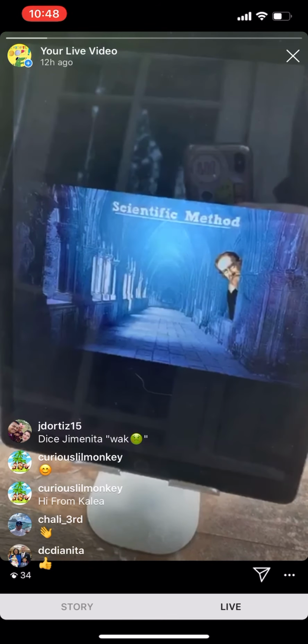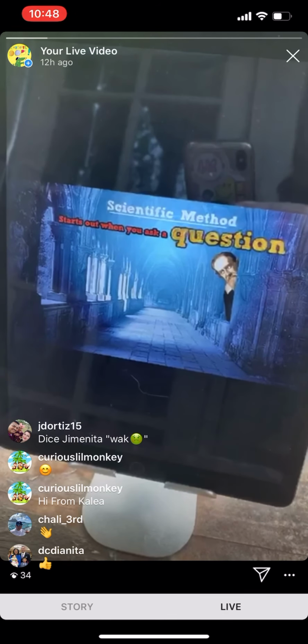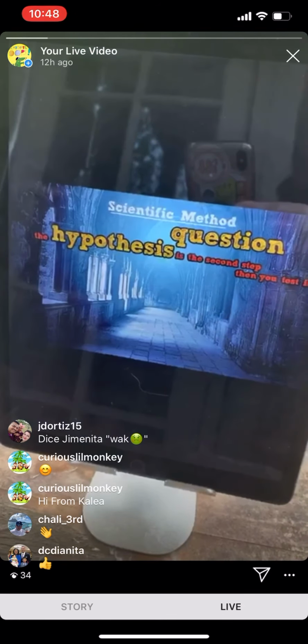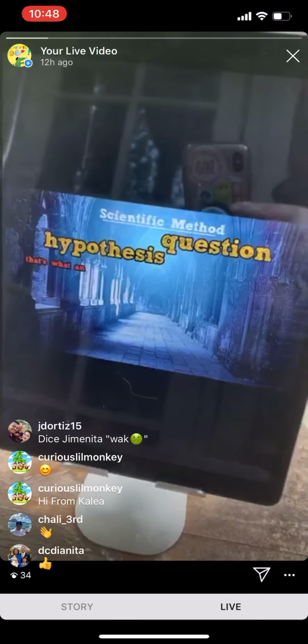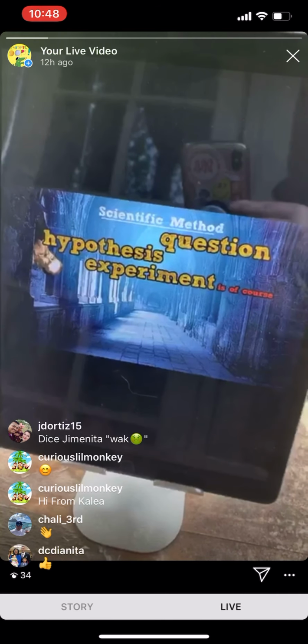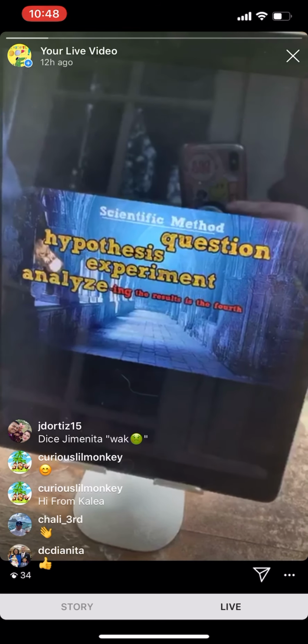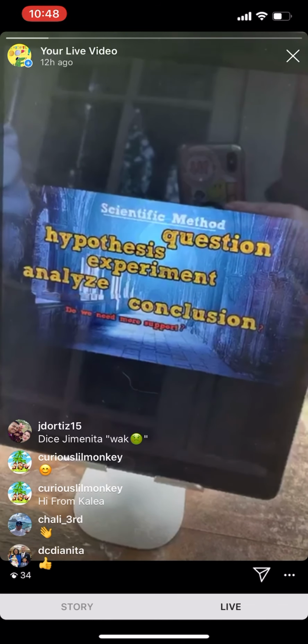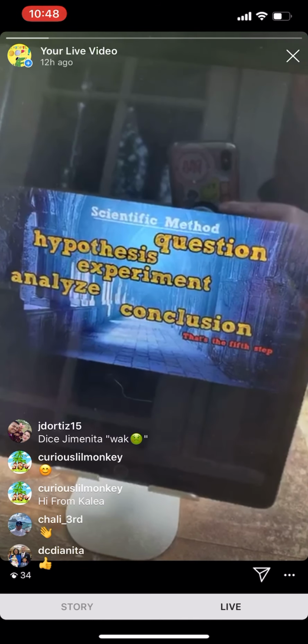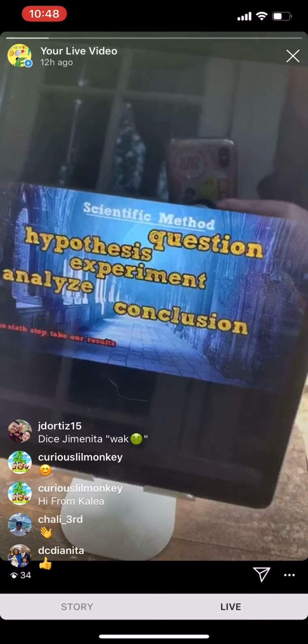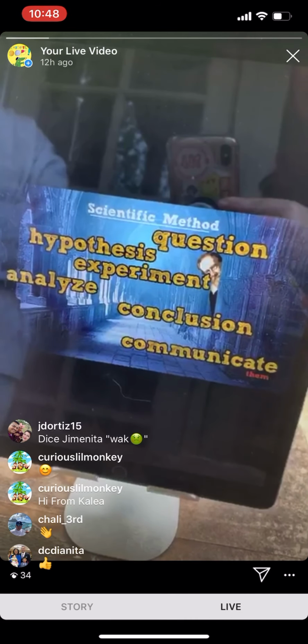The scientific method starts out when you ask a question. The hypothesis is the second step, then you test it. That's what an experiment is, of course. Analyzing the results is the fourth. Have we reached a conclusion? Do we need more support? That's the fifth step. Yep, we've been waiting. The sixth step, take our results, communicate them.